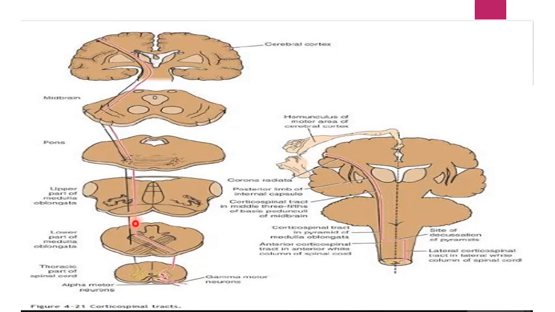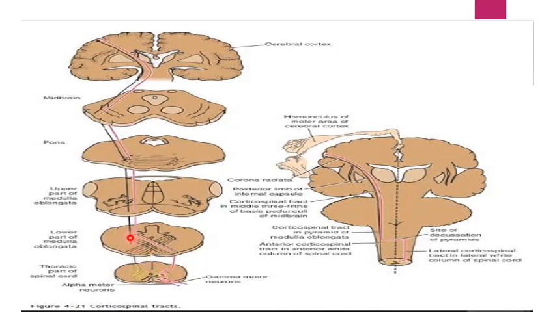and then they descend in the medulla. In the lower part of the medulla, most of its fibers cross the midline to the contralateral side and then descend in the lateral white column of the spinal cord, and then eventually reach the anterior gray column where they synapse with the second and third order neurons, which are gamma motor neurons.